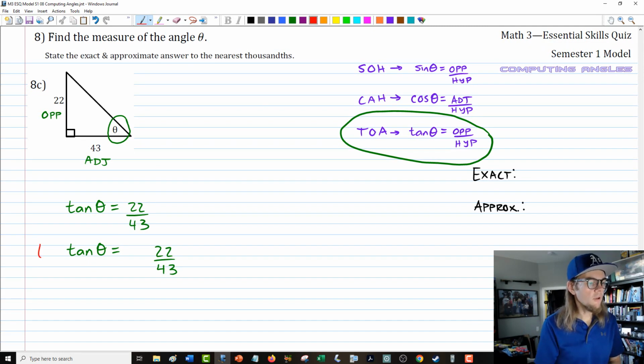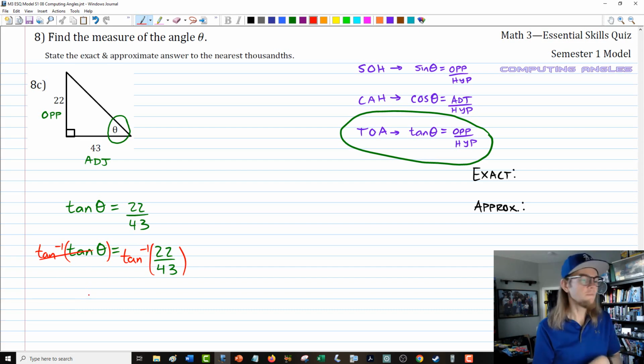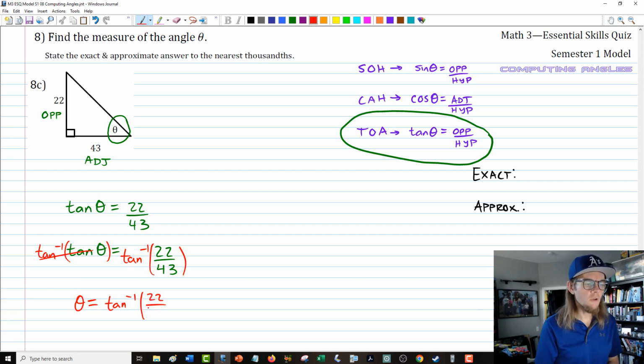We can, just like before, take the inverse, in this case inverse tangent, of both sides and find our exact answer. So on the left side, the tangent and tangent inverse will undo one another. We'll be left with the classic theta. And then on the right side, we'll have tangent inverse, which, by the way, you'll later learn has another name. It's also called arctangent, but for us, we'll just call it tangent inverse of 22 over 43. And congratulations, we have successfully found our exact answer.